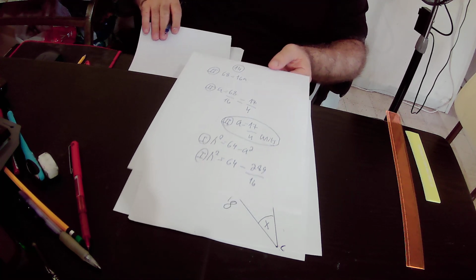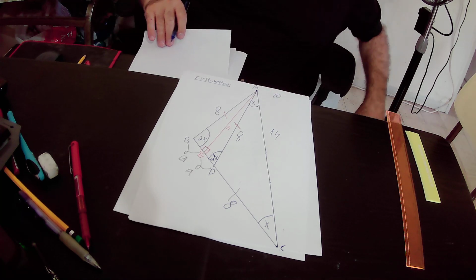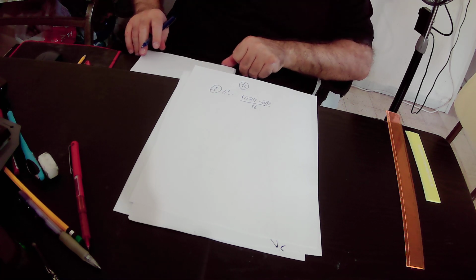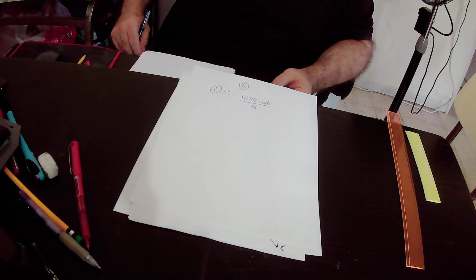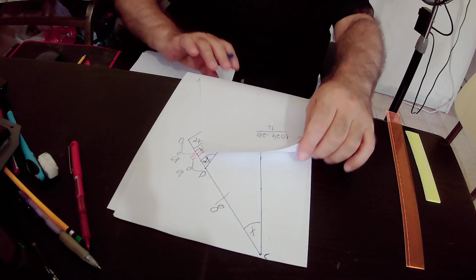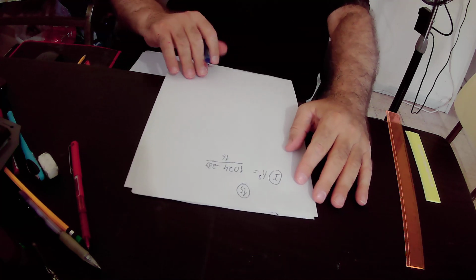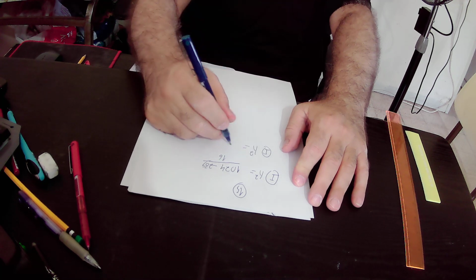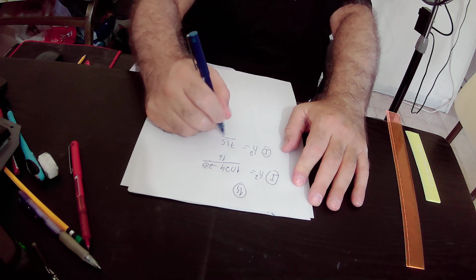Okay, so we got that h squared equals 1024 minus 289 over 16. 1024 minus 289 equals 735. So I write it down. So h squared equals 735 over 16.